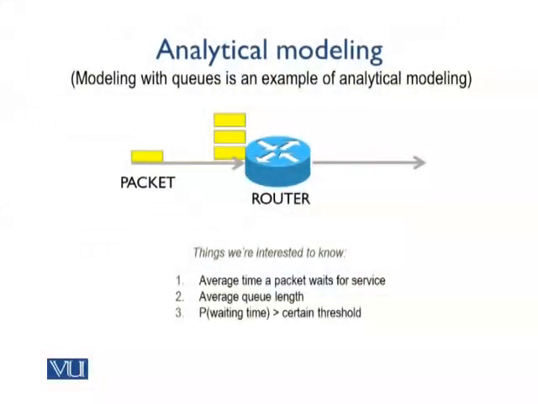When a server is providing service to any customer, the other customers which arrive at that time are going to queue for service. So if we take this abstraction and apply it to the problem of a router and the packets coming in, we can answer some very interesting questions. For example, we can answer the average time a packet waits for service. We can also answer the average queue length, or the probability of waiting time being more than a certain threshold.